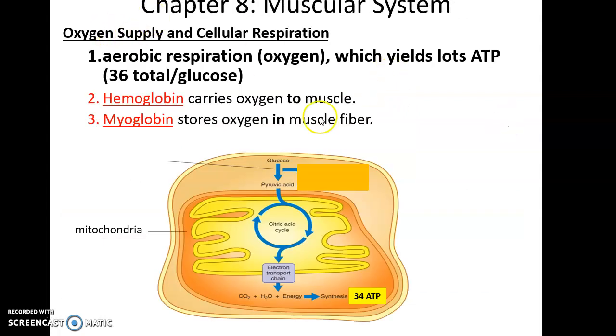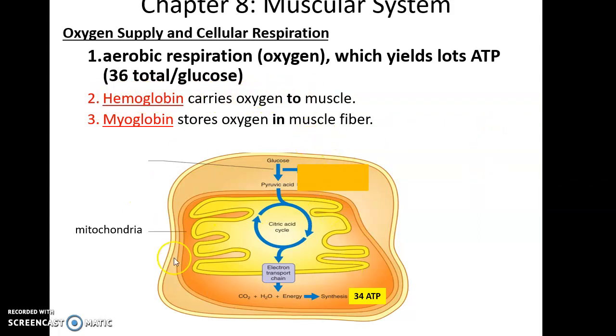All right, oxygen supply and cellular energy. As we know, with oxygen present, we can get 36 ATPs produced from one molecule of glucose, which is pretty awesome. Muscles need a lot of oxygen because they need to make a lot of energy for muscle contractions. So initially they get their energy, the oxygen from hemoglobin that's carried to the muscle via the bloodstream.